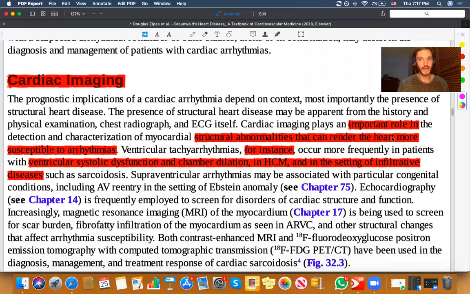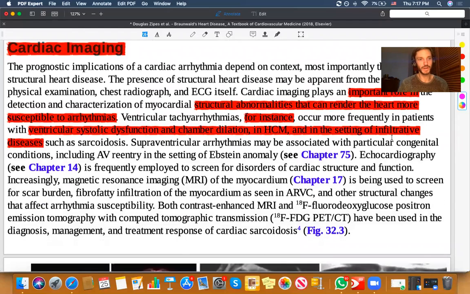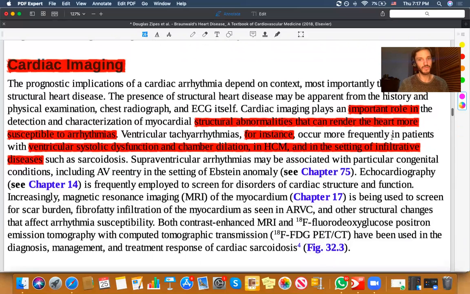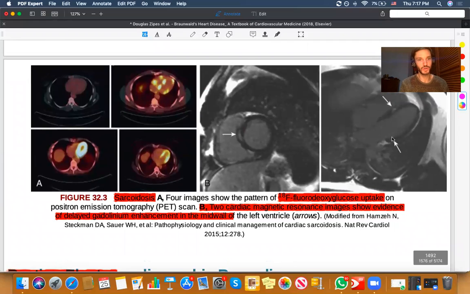Clinical and laboratory testing. Cardiac imaging has an important role in identifying structural abnormalities that can render the heart more susceptible to arrhythmias. For instance, ventricular systolic dysfunction and chamber dilation in hypertrophic cardiomyopathy and in the setting of infiltrative disease. In this figure, we can see sarcoidosis. On the left, we can see 18-fluorodeoxyglucose uptake. And in figure B, we can see two cardiac magnetic resonance images that show evidence of delayed gadolinium enhancement in the midwall.